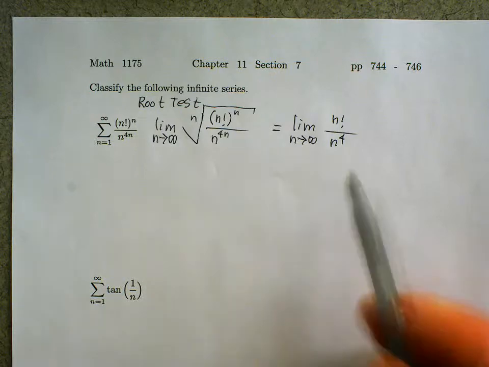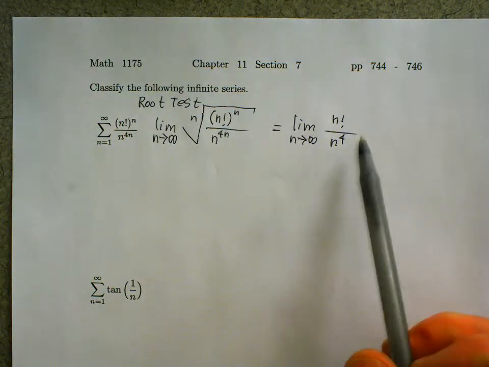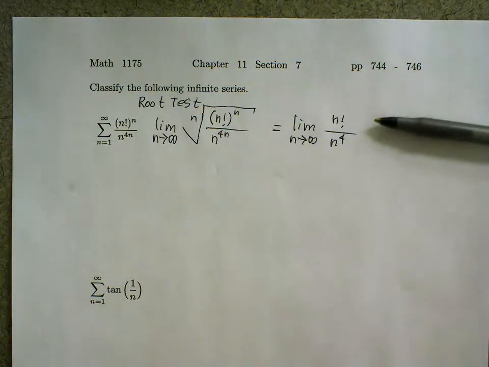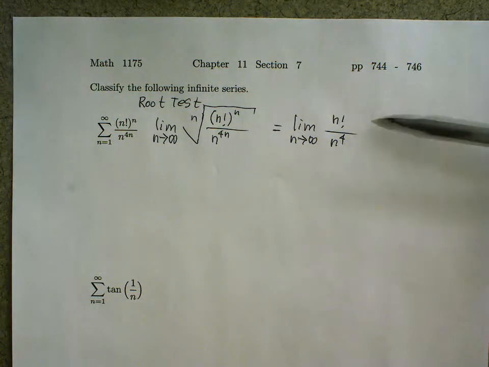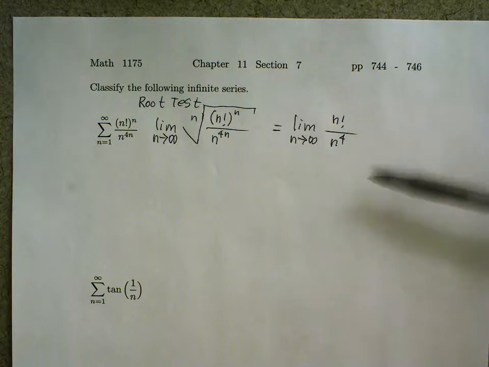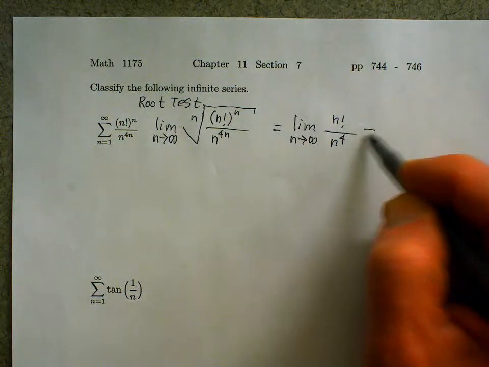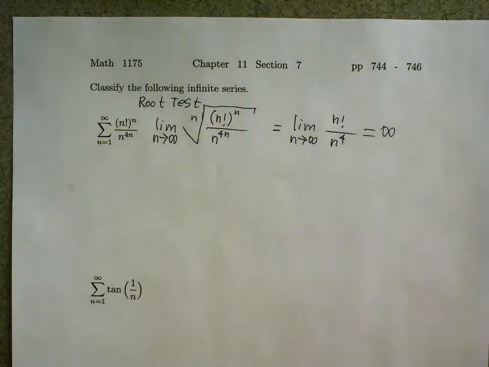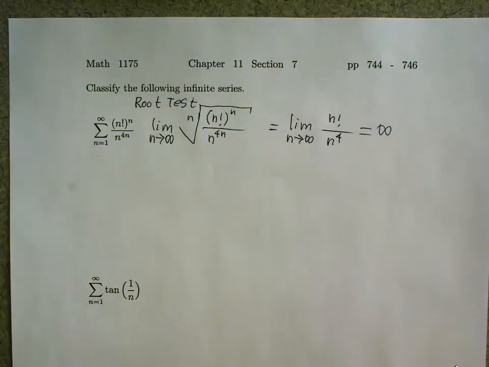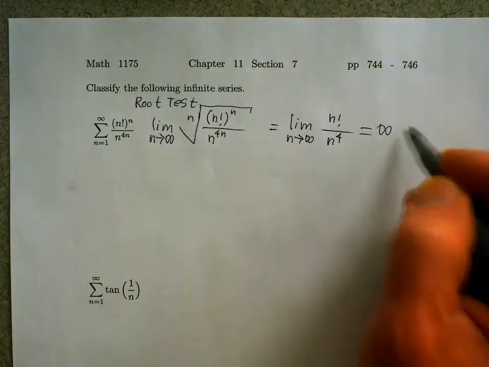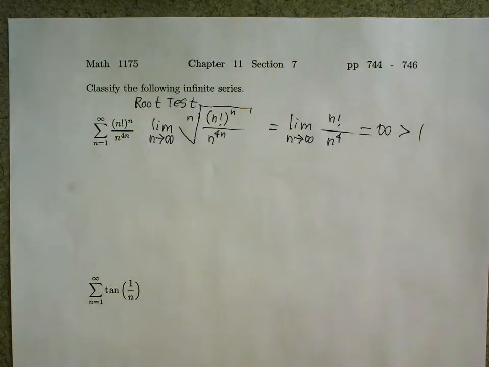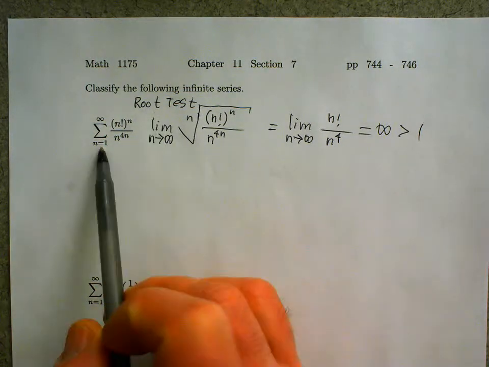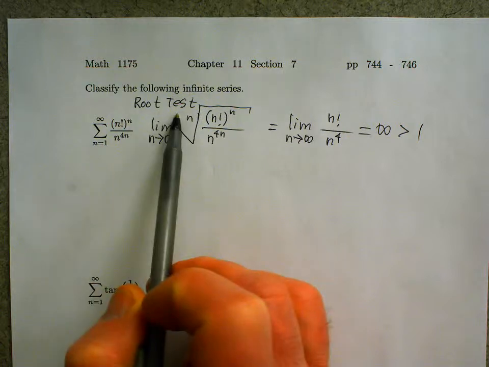So it doesn't take too much convincing to show that n factorial grows a lot faster than n to the 4th. So this limit is infinite. Since infinity is greater than 1, this series diverges by the root test.